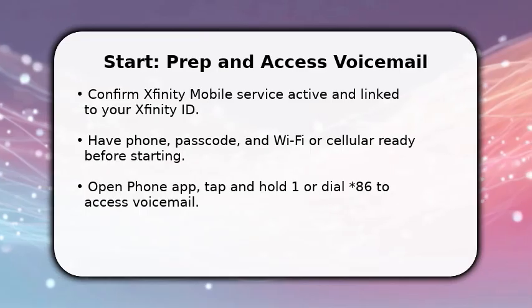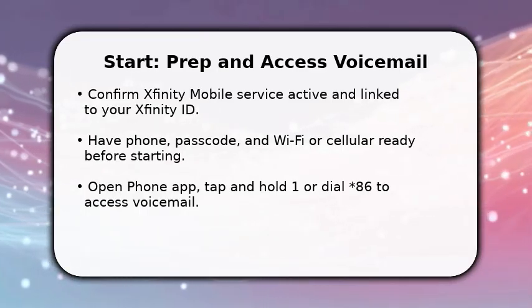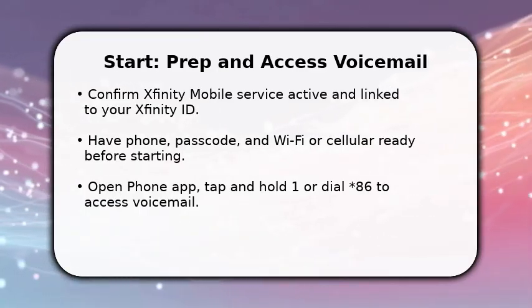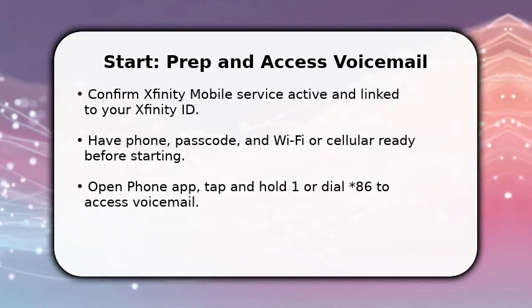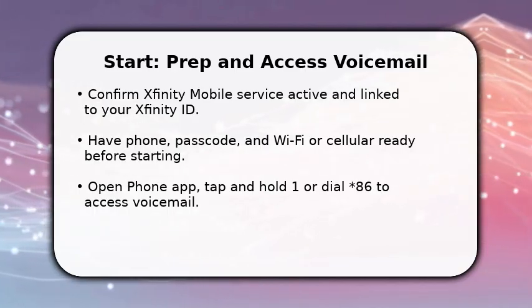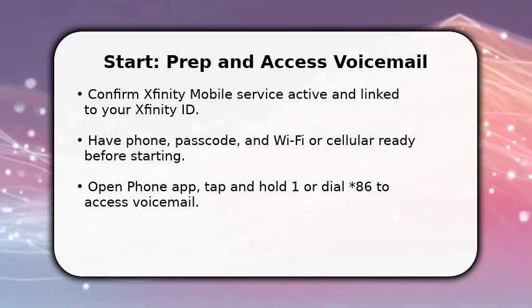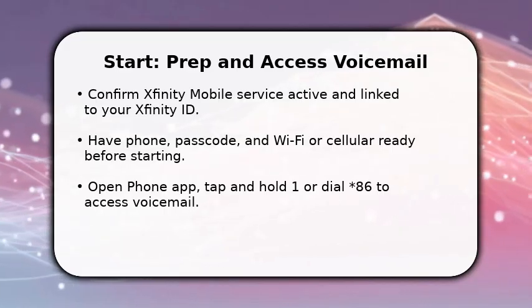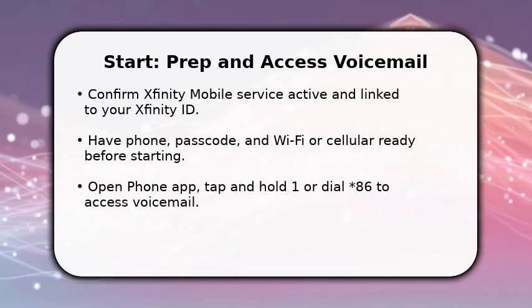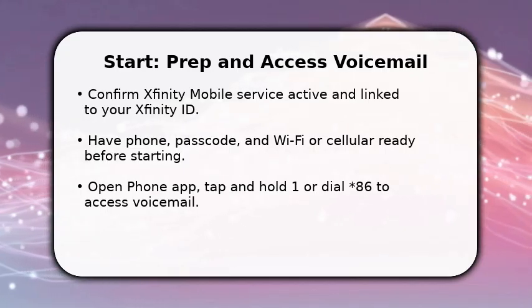You're ready to begin. Make sure your Xfinity mobile account is active and you're signed into your Xfinity ID. Once done, have your device and passcode handy and connect to Wi-Fi or cellular. Open the phone app and press and hold 1 or dial *86. That launches voicemail setup. You'll hear prompts.